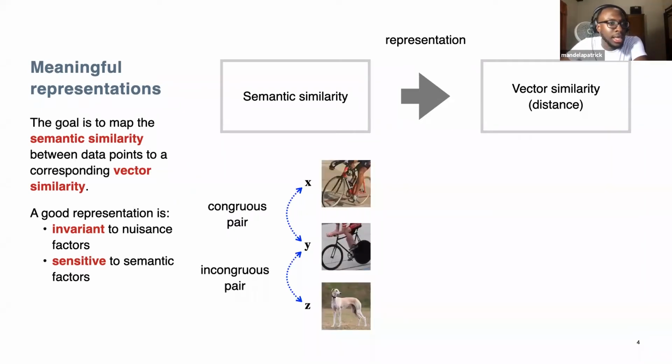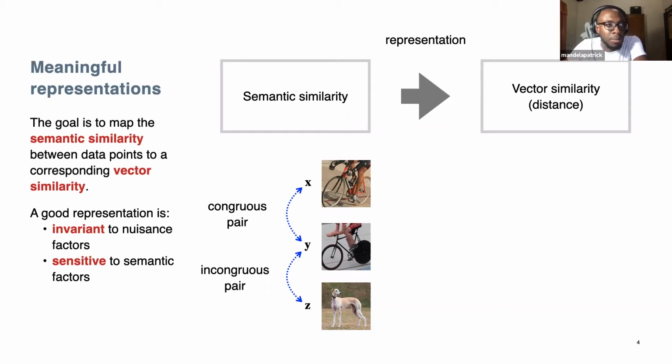What that looks like is that if you have two images of, say, someone riding a bicycle, they are semantically similar: bike, person. How you want to represent that is hopefully that when you map this to a set of vectors, they're quite similar in vector space. On a high level, a good representation is what we call invariant to nuisance factors, meaning that features that are unimportant for semantics, you want the representation to ignore, and features that are important for semantics, you want the representation to be sensitive to.